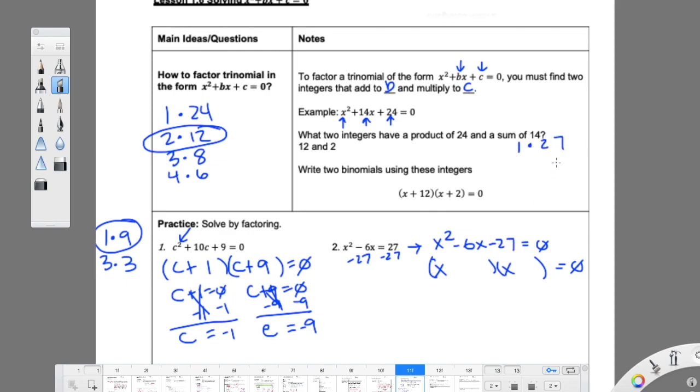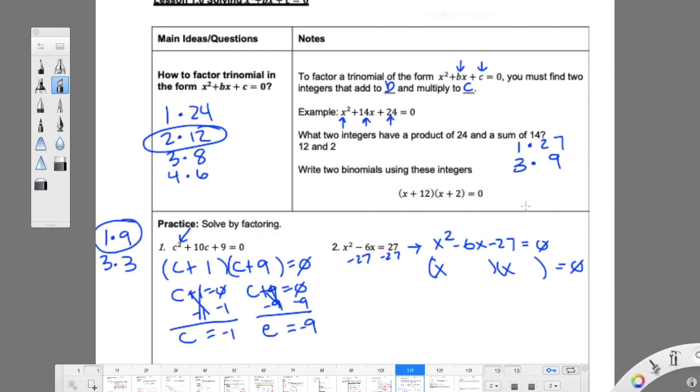So 1 and 27. I can't do 2 because that's not even, and we want whole numbers here. We don't want any decimals. But I can do 3 and 9. That would really be the only two factors here. Nothing else really works, whole numbers anyway. We can get a whole lot of decimals, but we need whole numbers.